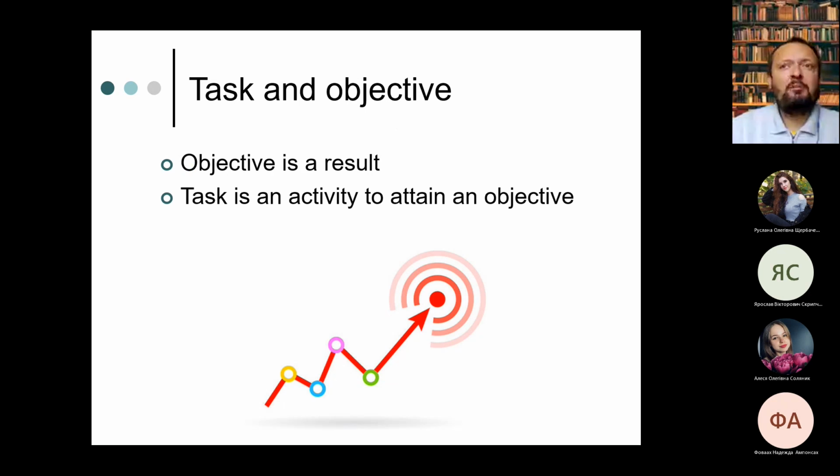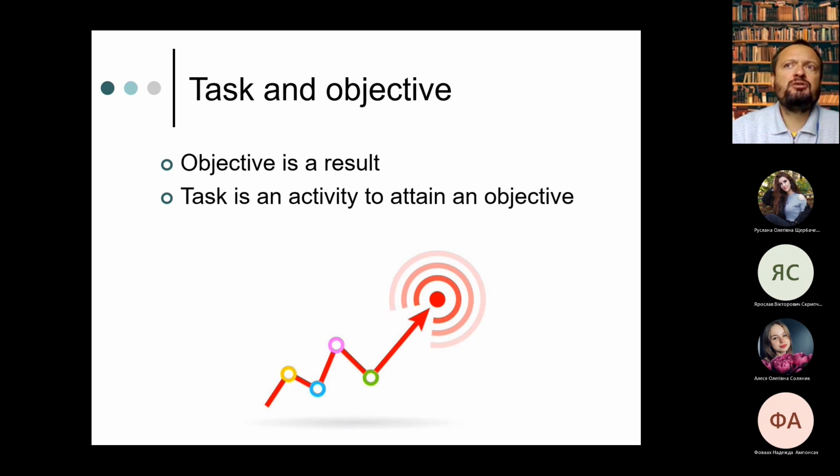And we spoke about it during 2 courses, but some students feel some inconvenience when I'm asking them about the difference between an objective and a task. So the difference is really huge. An objective is a result. We cannot say that you have to perform an objective. You have to attain an objective, but a task is an activity to attain this objective.